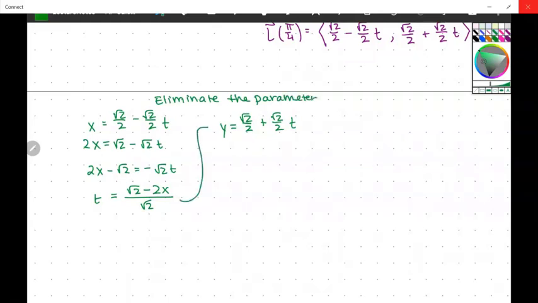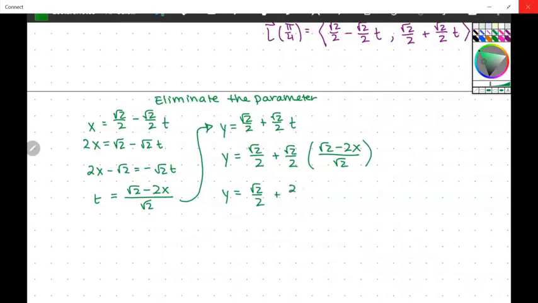And then if we plug into our equation for y, oh, geez, this is going to get ugly, huh? We get root 2 over 2 plus root 2 over 2 times t, which now we know is root 2 minus 2x over root 2. Oh, good Lord. That looks ugly. Let's see what happens when we simplify this down. But do you see what I'm doing? Just plugging in. So let's distribute that fraction there. The numerator is just going to become 2 minus 2 root 2x.